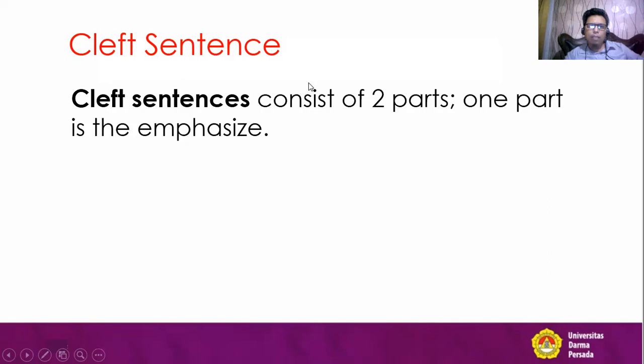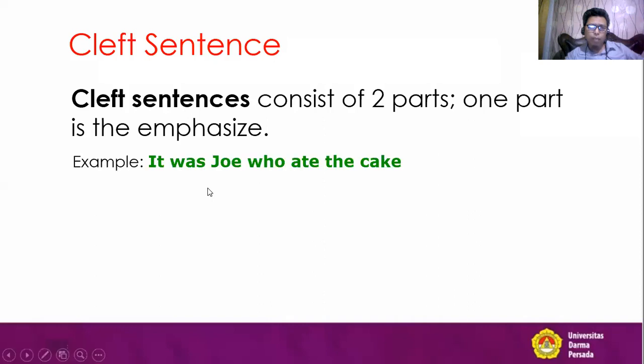We are still discussing cleft sentences. Cleft sentences consist of two parts. If we see the two examples previously discussed, we find that cleft sentences consist of two parts. One part is the emphasis. Okay, we go on.